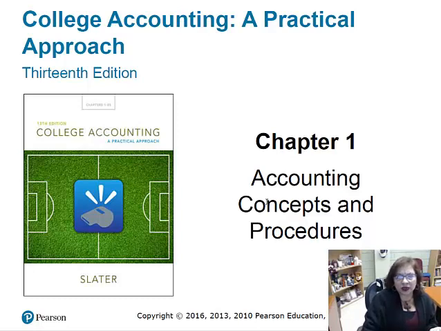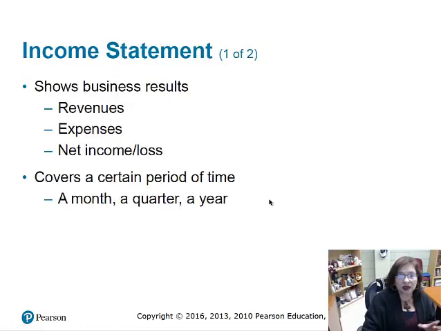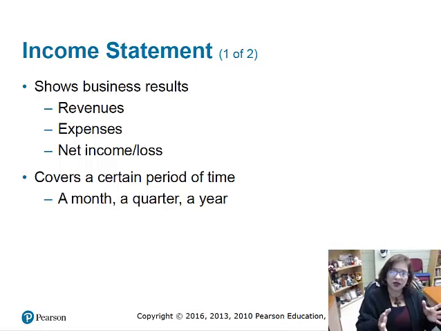All right, so here we have the financial statements, the 3 of them. We have the income statement. We showed the balance sheet, we have an income statement, and we also have the owner's equity that's going to be coming up. Now, the income statement gives you the information concerning only revenues and expenses and whether or not you made a profit or a loss, a net income or net loss.